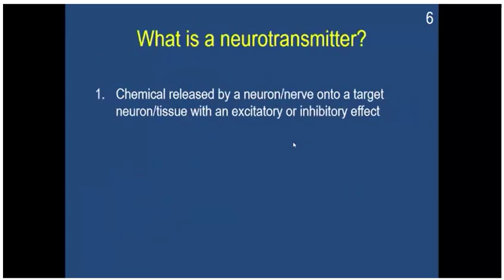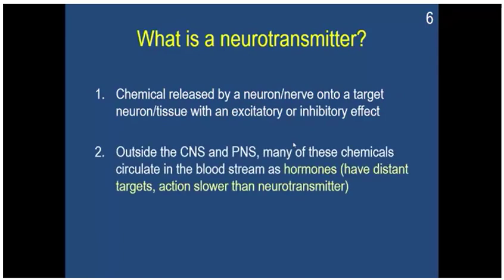All right, so what is a neurotransmitter? Neurotransmitters are chemicals that are released from a neuron, and its target is close, typically another neuron or a tissue. And it will have either an excitatory or an inhibitory effect. Once the neurotransmitter is outside of the central nervous system and the peripheral nervous system, and it moves into the bloodstream, it becomes a hormone. And we'll talk about hormones in the next section.